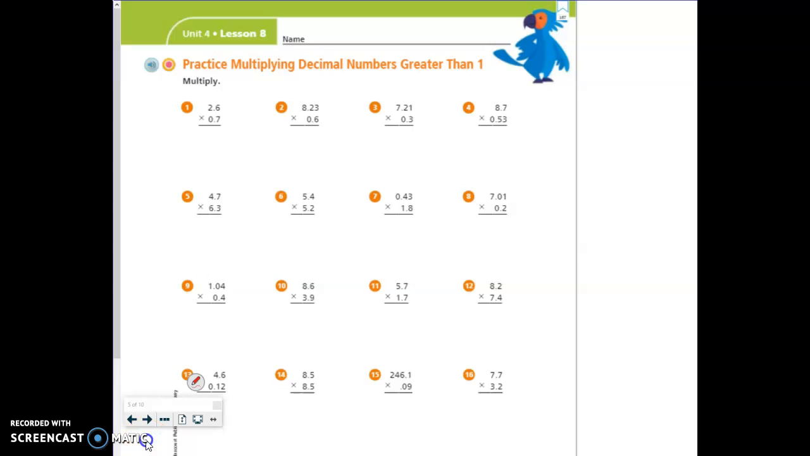This is Mr. Mace here, and I am going to walk you through Unit 4, Lesson 8, multiplying with decimals, and in this case, decimal numbers greater than 1, but that really isn't important. It is simply multiplying numbers with decimal points. All right, this is probably going to be broken up into two separate parts, so there will be two videos. Please make sure you watch both videos.